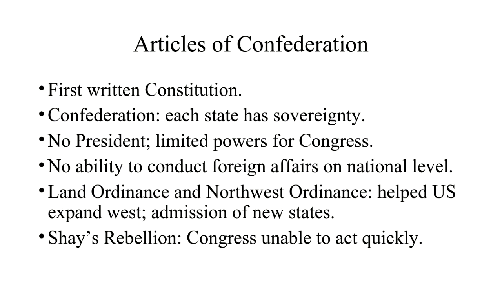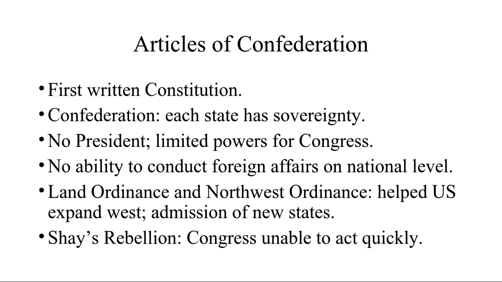So we have, of course, the revolution, and then we win, and then we have to figure out how to form a government, which, by the way, is one of the hardest decisions a country can ever make. What kind of government do we want? How do we want it to work? So our first attempt at a government was the Articles of Confederation.